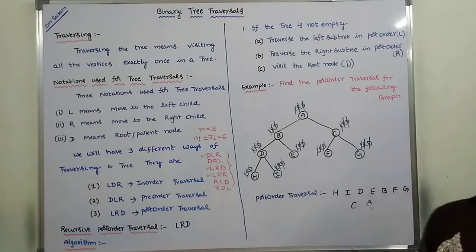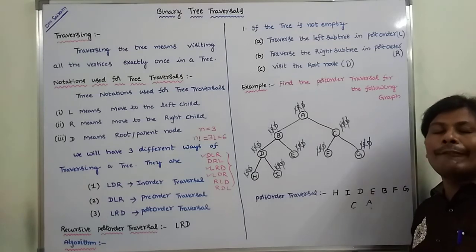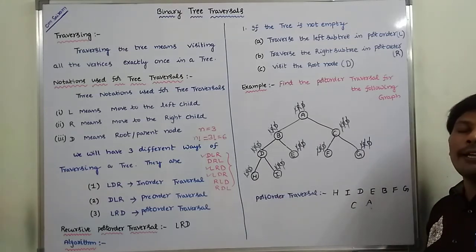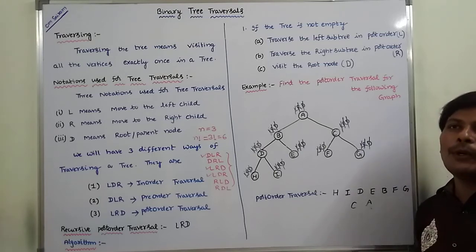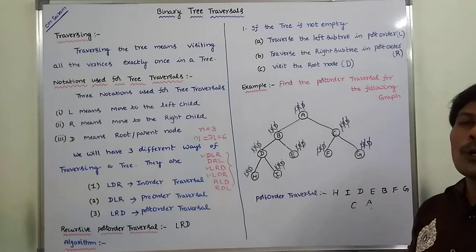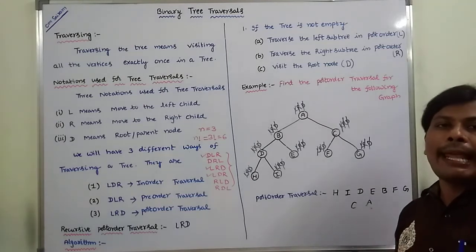So in this way, we have to traverse each and every node in the given tree by using three traversal techniques: pre-order, in-order, post-order. In-order is nothing but LDR, post-order is nothing but LRD, pre-order is nothing but DLR.